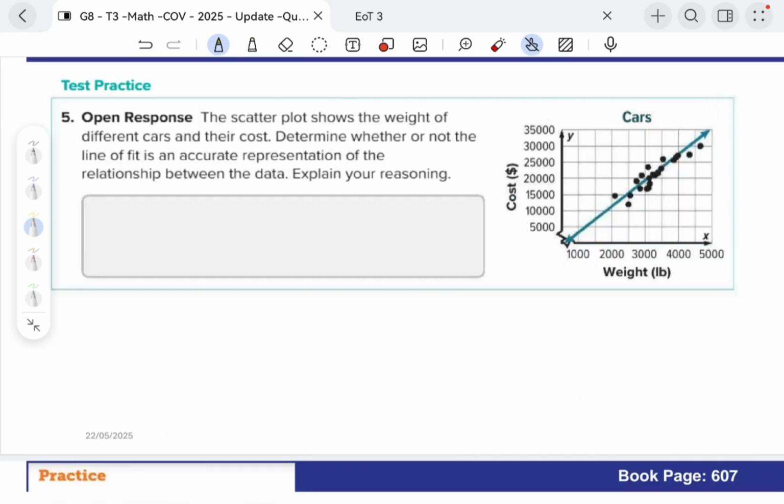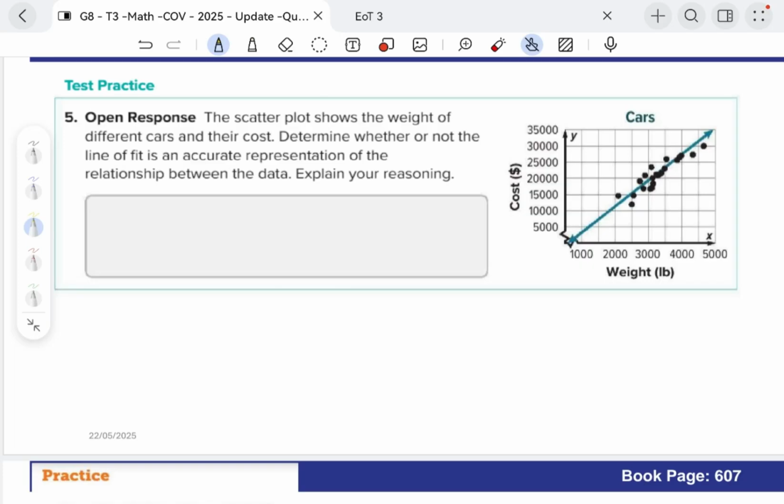Now let's go for question number 5. It says determine whether or not the line of fit is an accurate representation of the relationship between the data. The answer is yes, since it's in the middle and most of the points are lying close to the line. So yes, this model is a good fit.